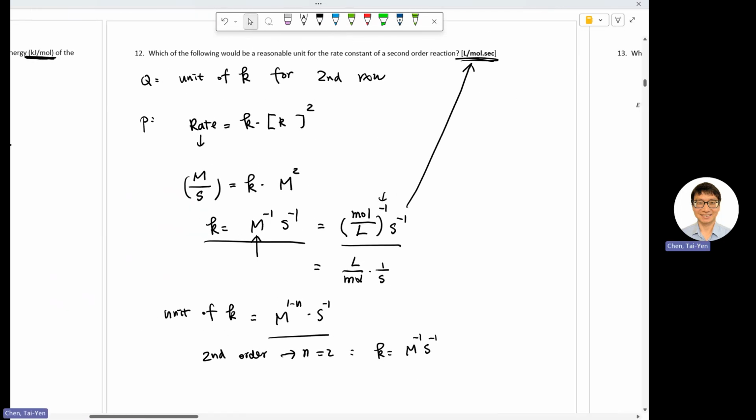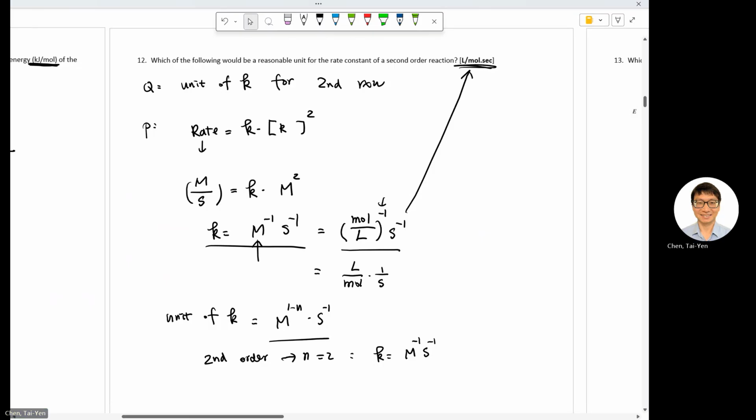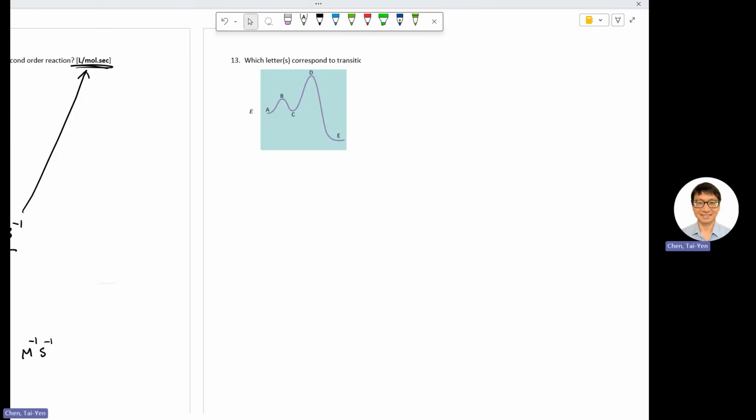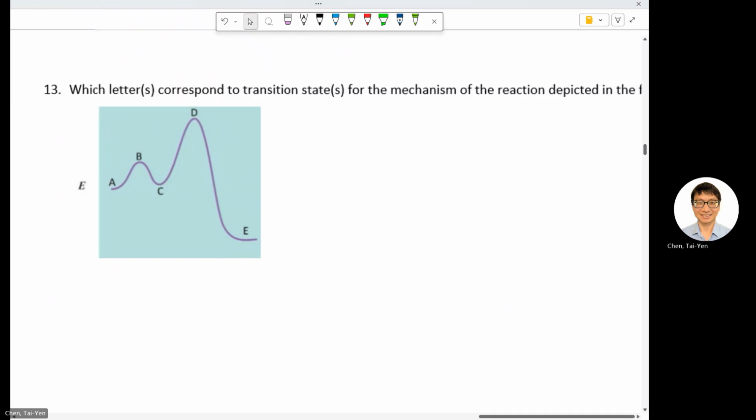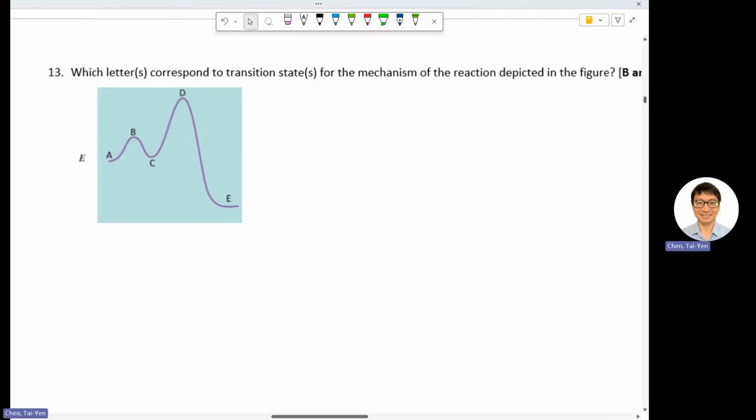Okay, so this is how you solve question number 12. Any questions? Okay, if not, then 13. It says, which letters correspond to the transition states for the mechanism with the reaction coordinate below? So what are your transition states? B and D, right? Okay.